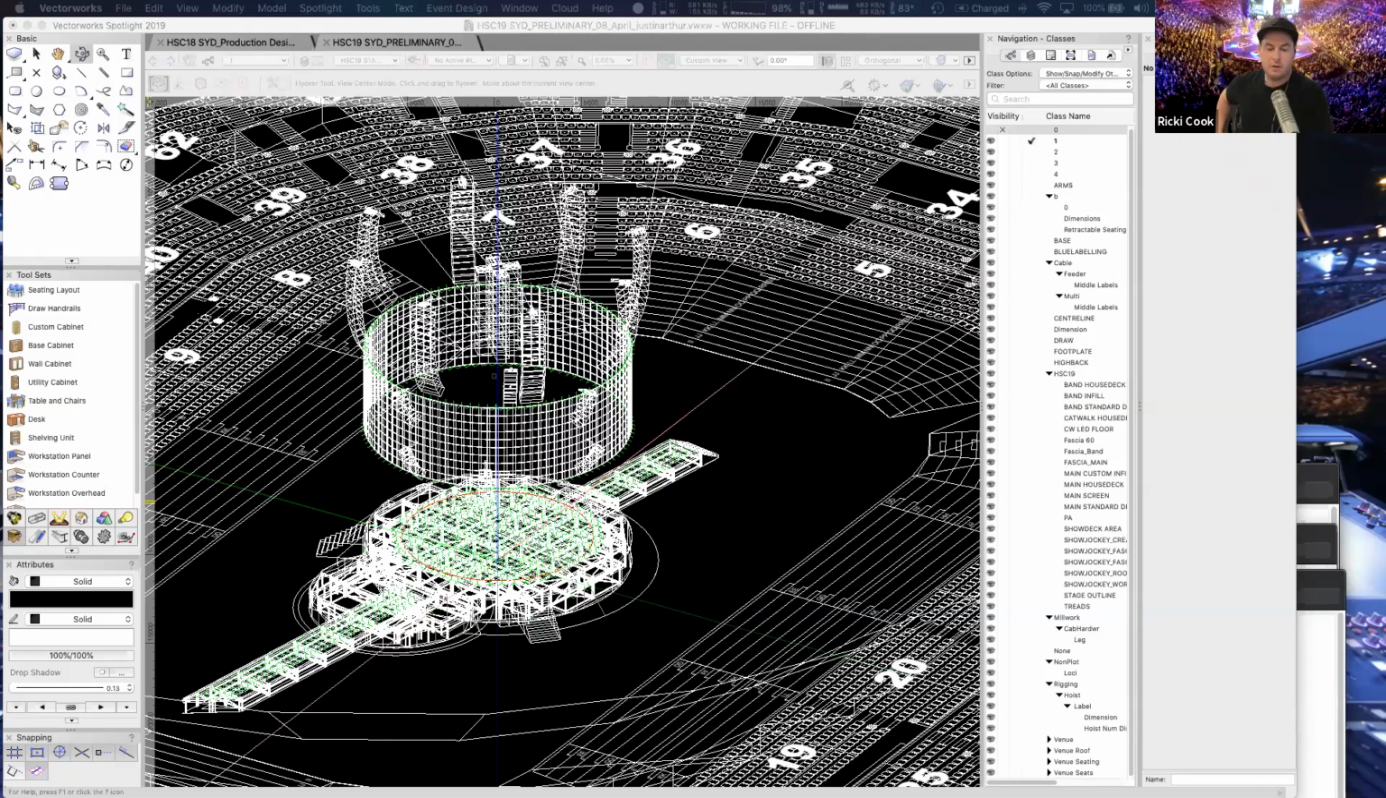Also, if you just joined, jump in the chat and let us know where you're from. We want to see roughly where in the world people are from and where they're attending.